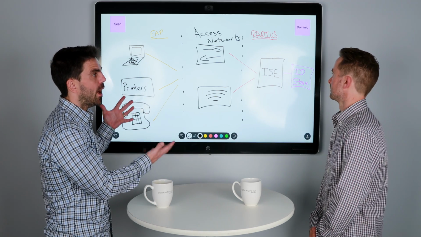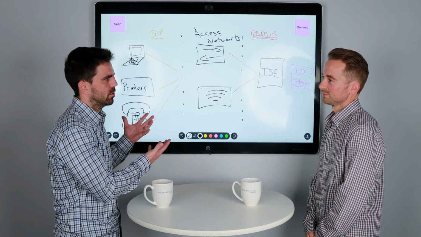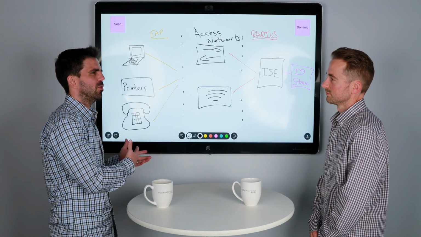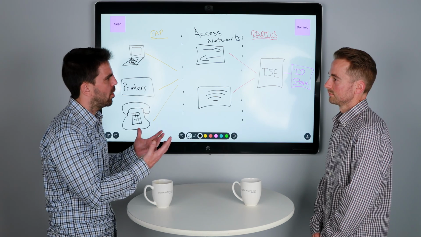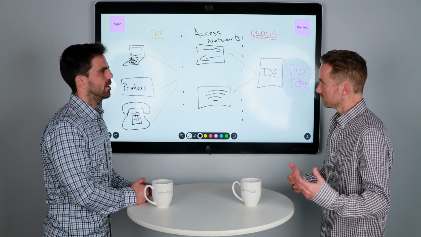All right. So now we've covered the high level ISE architecture and how it works. What about covering what a small deployment would look like? Maybe a redundant small deployment. We could go through something like that. Sure. Let's draw it up.